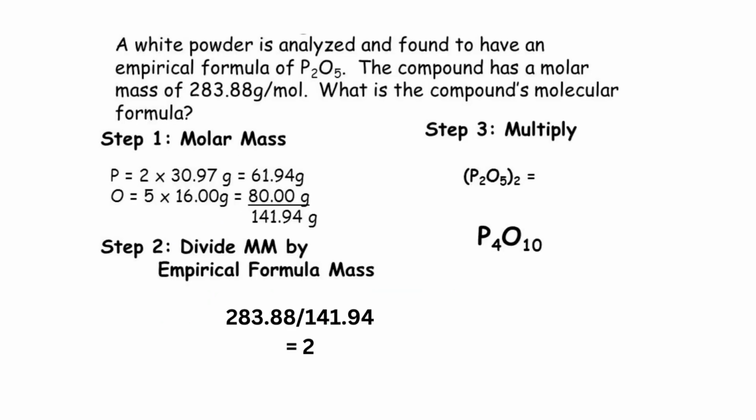Example, a white powder is analyzed and found to have an empirical formula of P2O5. The compound has a molecular mass of 283.88. What is the compound's molecular formula? Step 1, find the molar mass. Step 2, divide molar mass by empirical formula mass. Step 3, multiply. Hence, the molecular formula is P4O10.